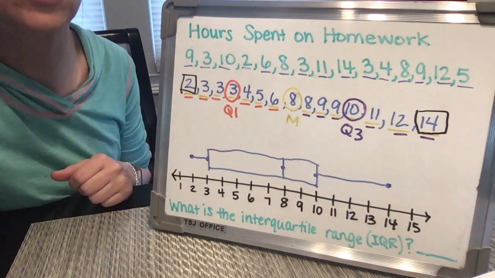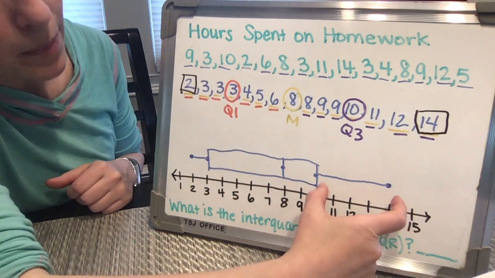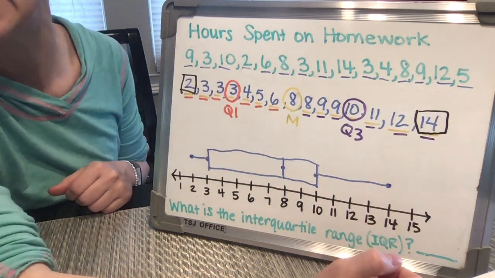So this box and whisker plot tells me that there's pretty big ranges between 3 and 8. There's another big range between 10 and 14.